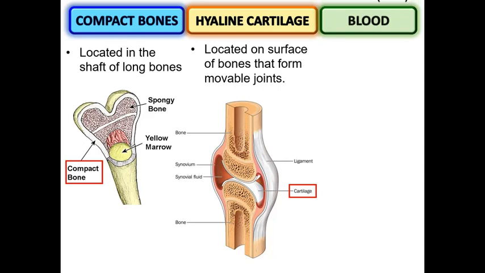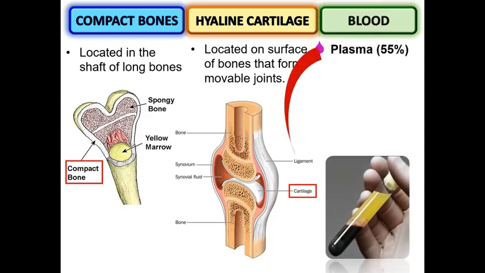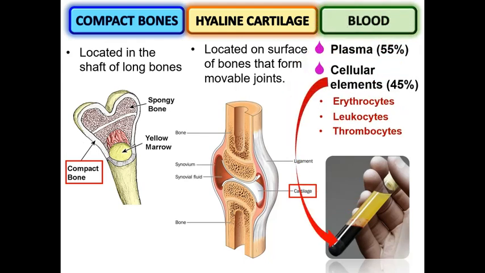Blood. Plasma consists of liquid and serum. Cellular elements consist of erythrocyte, which is red blood cell, leukocyte, white blood cell, and thrombocyte, platelet.